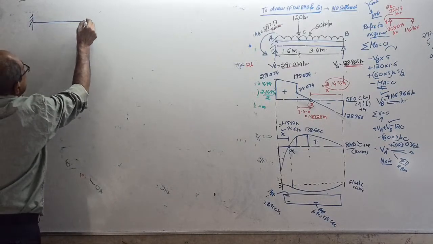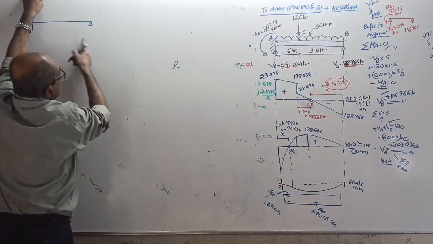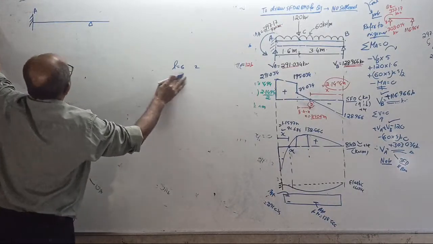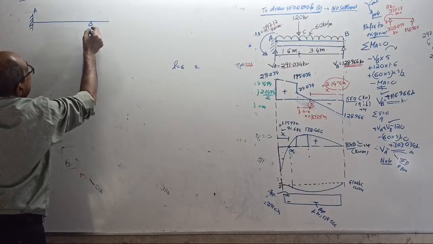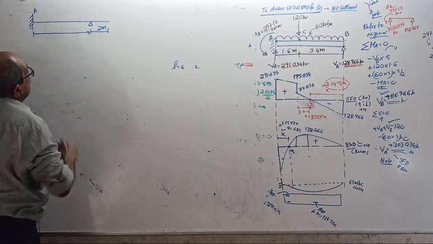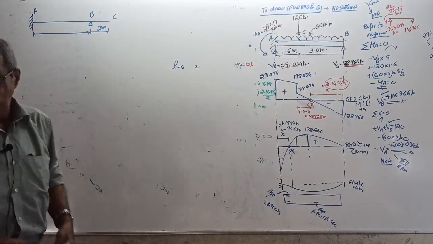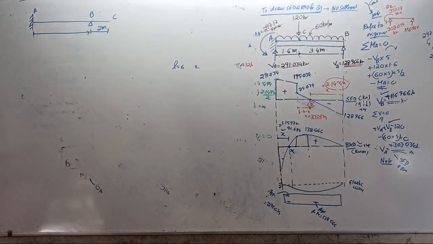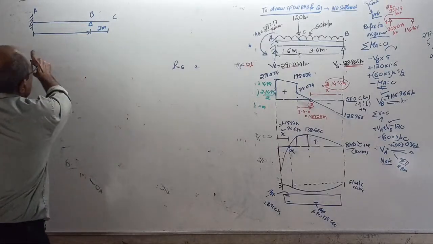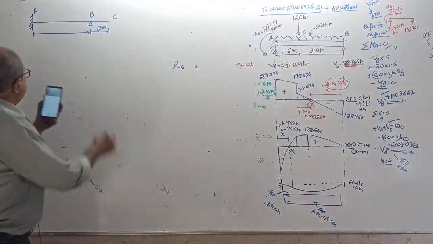A beam is fixed at the left end, with total length 12 meter, and propped at 2 meter from the right end. This span I will call A, this is B, this is C. I told a beam of length 8 meter is fixed at left end and propped at 2 meter from the right end. This span 10 meter.